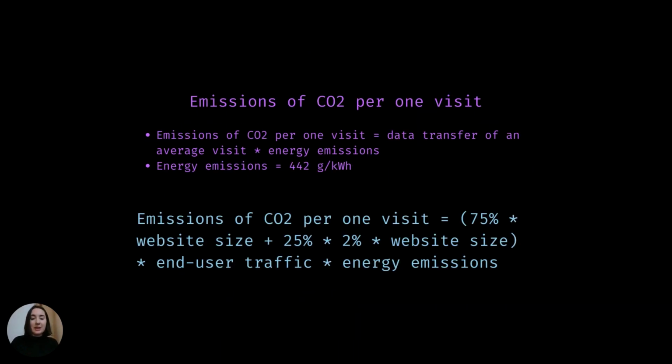Next, we would have to calculate the emissions of CO2 per one visit. And this would be the data transfer of an average visit multiplied by energy emissions. And the energy emissions are more or less 442 grams per kilowatt hour. This is the global average, but if you want to be more precise, you can just try Googling this number for your local country.